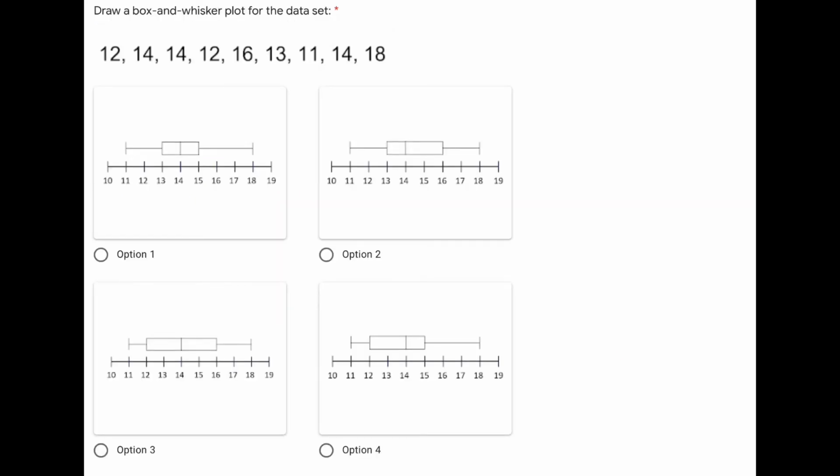Draw a box and whisker plot for the data set. So here is our data set. We're looking at a box and whisker plot. The first step, though, we need to do is put our data in order from least to greatest.